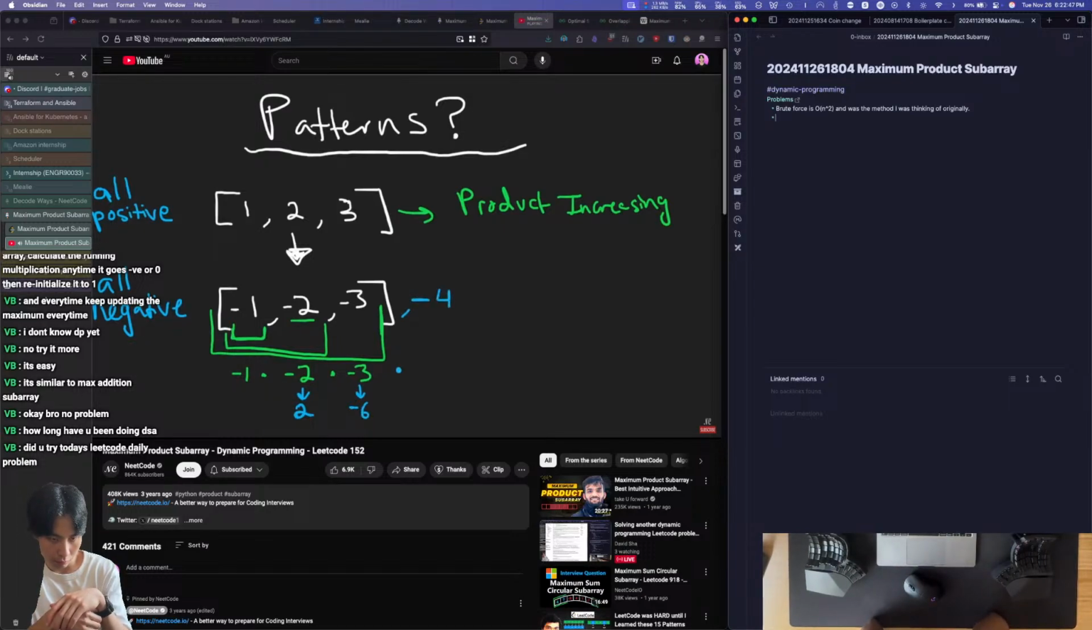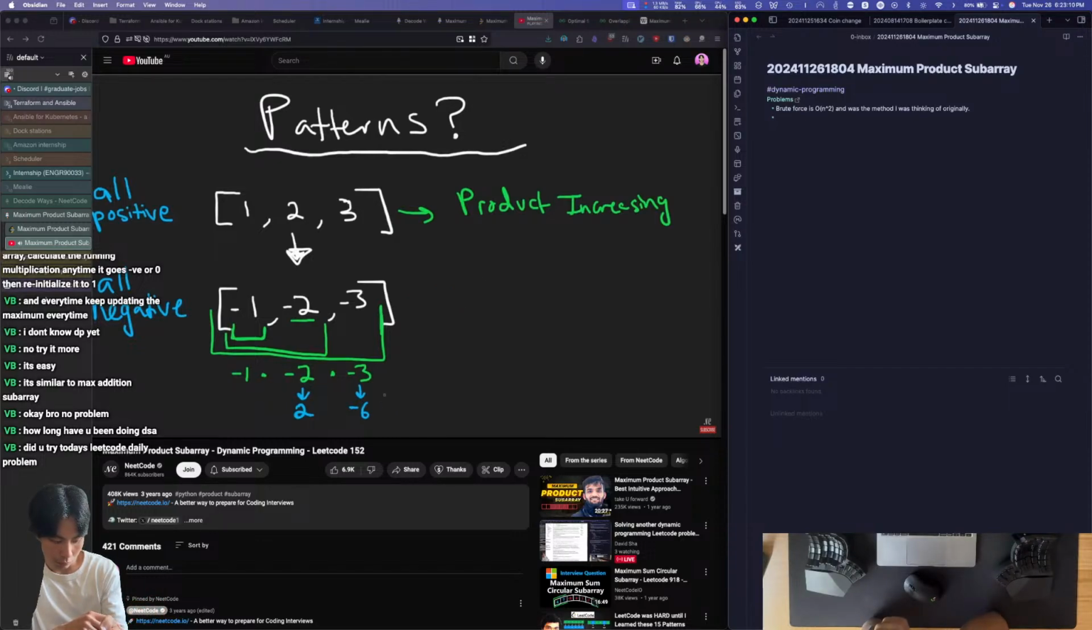Then we multiply by -4, and now we see that our product is going to be 24. So you see that when you have negatives consecutively, the sign is alternating. Right. So when you want the maximum, it makes it kind of tricky to have negatives.